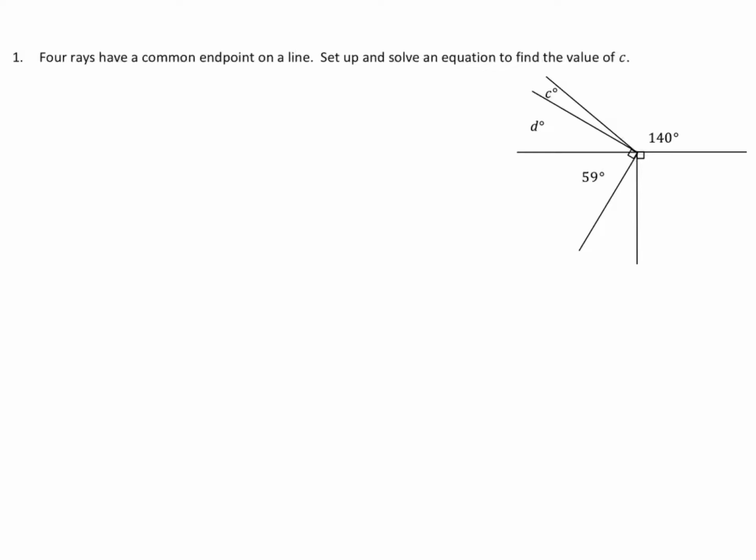In number 1, it says 4 rays have a common endpoint on a line. Set up and solve the equation to find the value of C. To first find the value of C, we have to find D. D and that 59-degree angle create a right angle, which is 90 degrees. You see this little square in the corner, which represents a 90-degree angle.